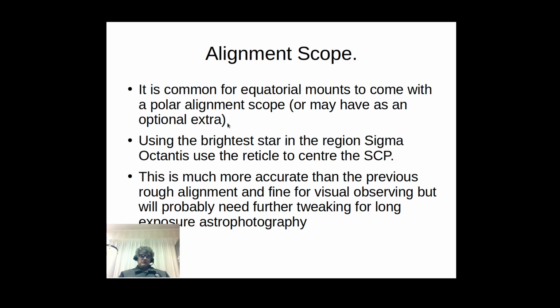A lot of equatorial mounts will have basically a hole up the middle of the right ascension axis. Some of them come with it, some it's an optional extra. You fit a polar alignment scope. The problem we have in the southern hemisphere is that you have to be able to see some quite faint stars. The nearest "bright", I put bright in quotation marks, is Sigma Octantis at about magnitude 5.8 or something like that.